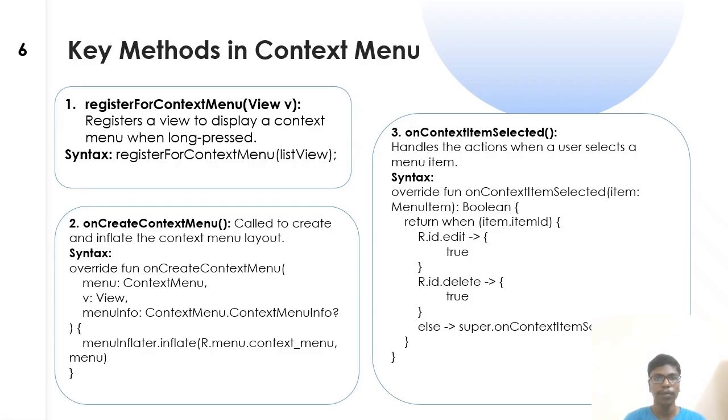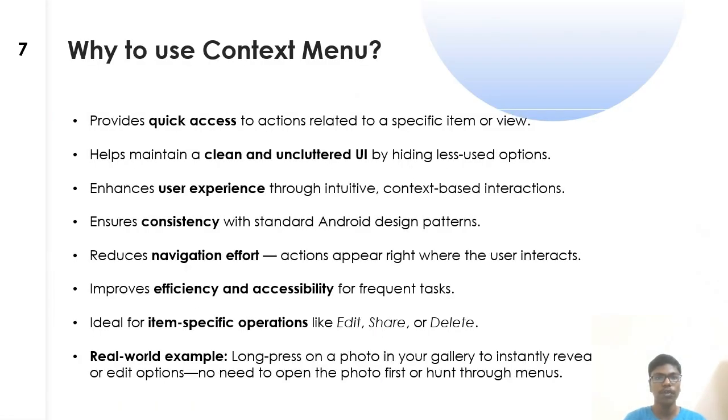Understanding the how is important, but equally important is understanding when to use context menus. Let me give you compelling reasons why context menus are so valuable in mobile app development. It provides quick access to actions related to a specific item or view. It helps you maintain a clean and uncluttered UI by hiding less used options. It ensures consistency with standard Android design patterns. It improves efficiency and accessibility for frequent tasks.